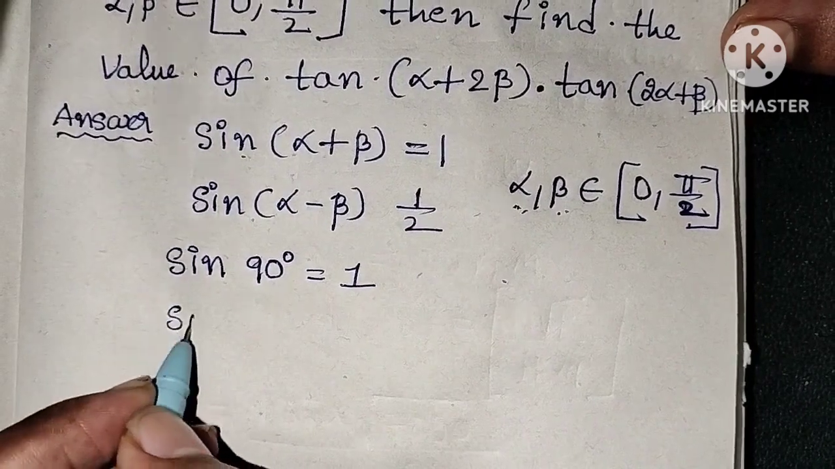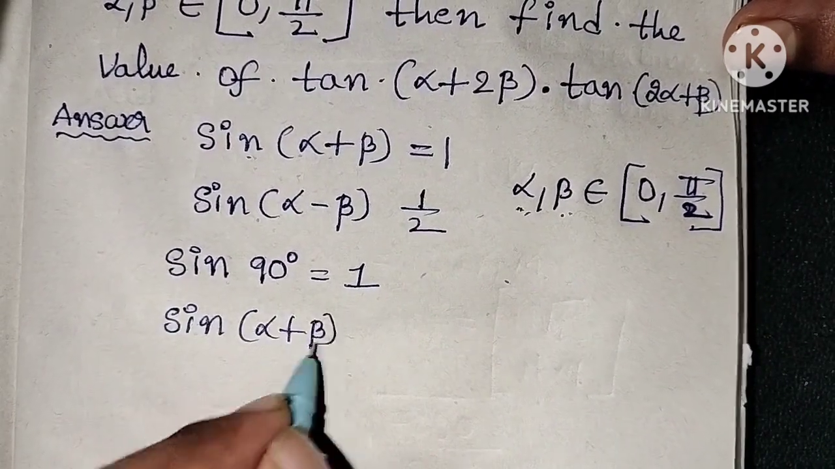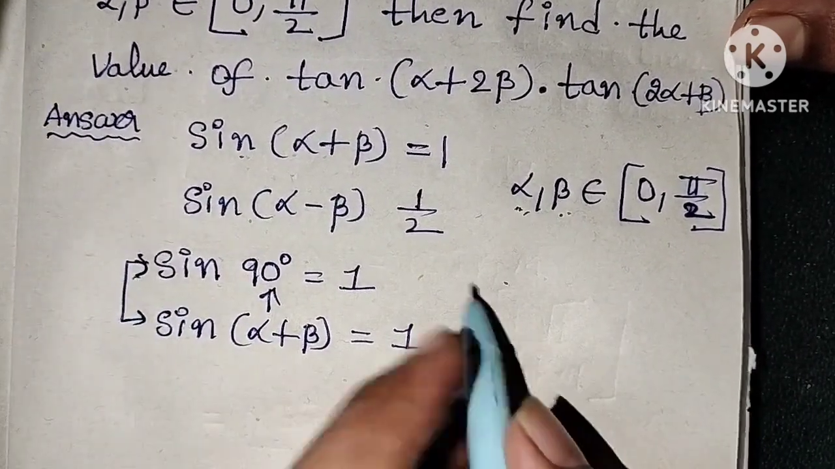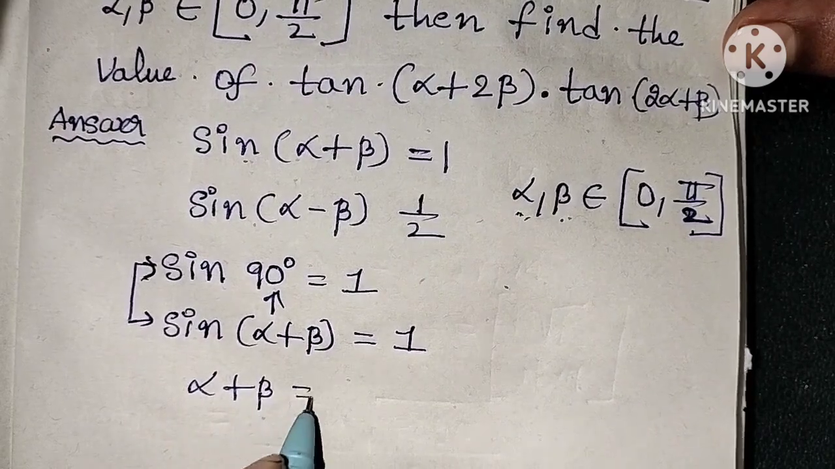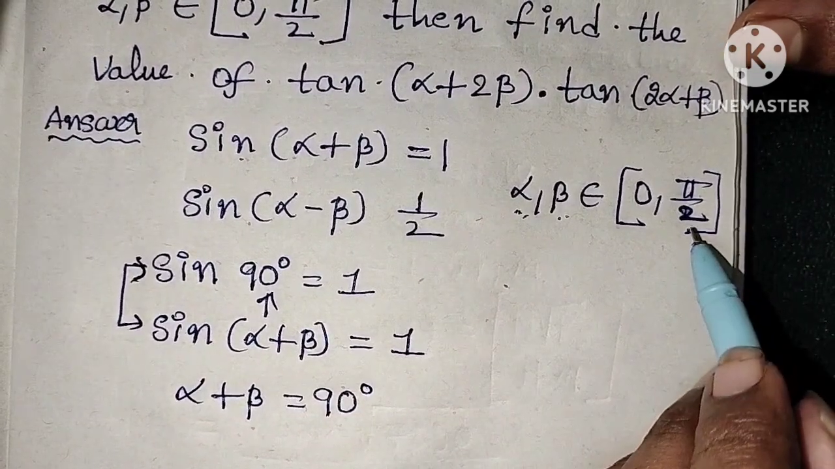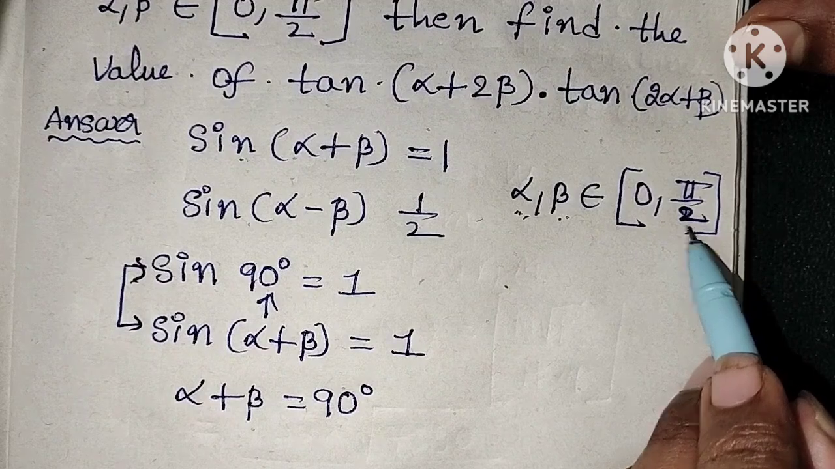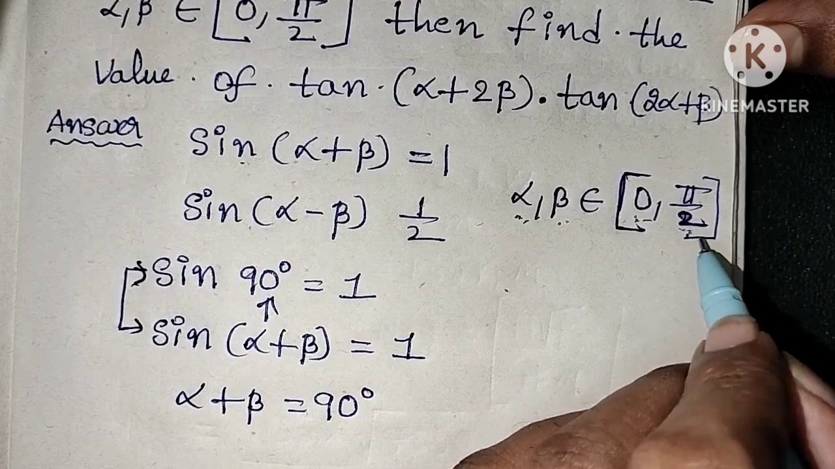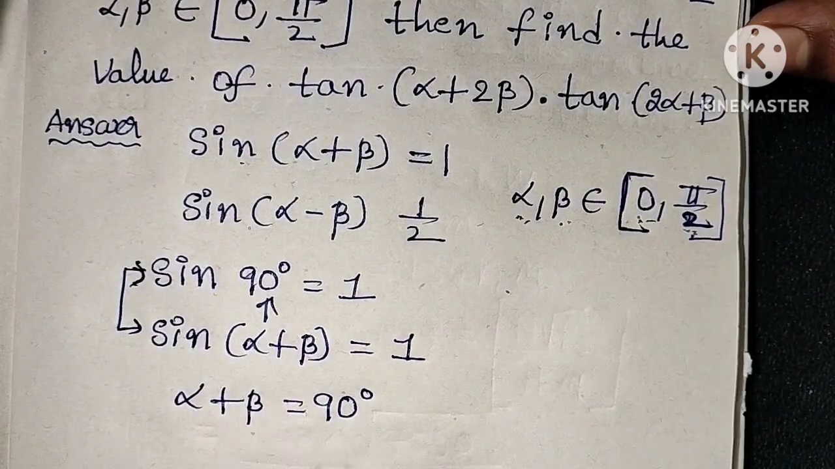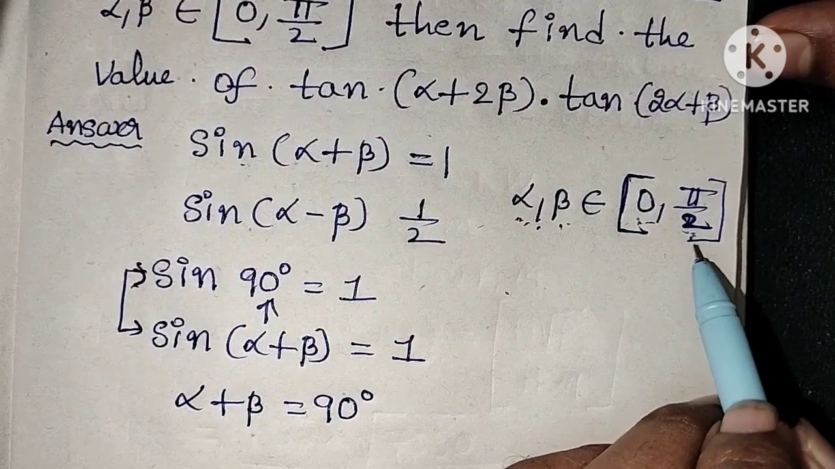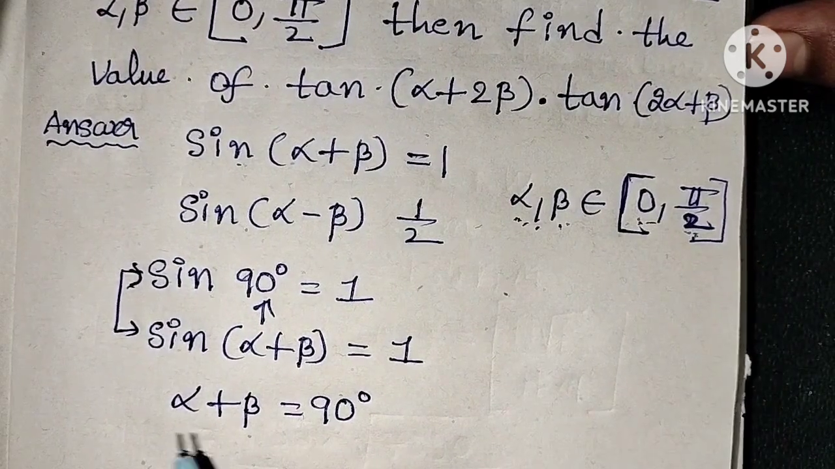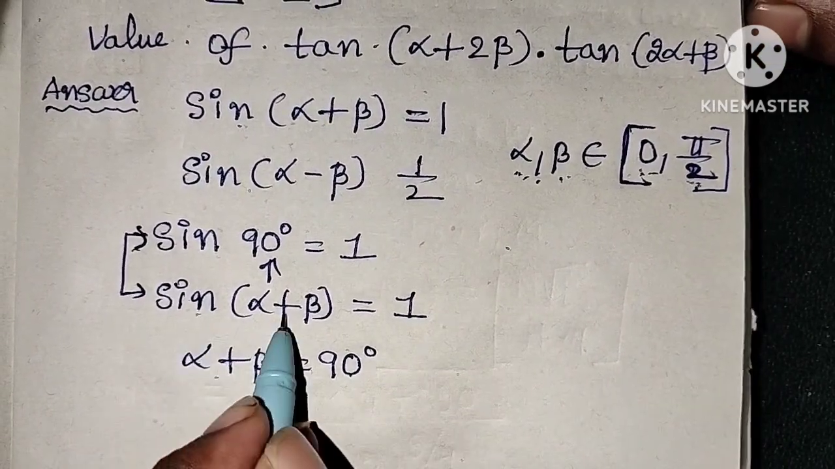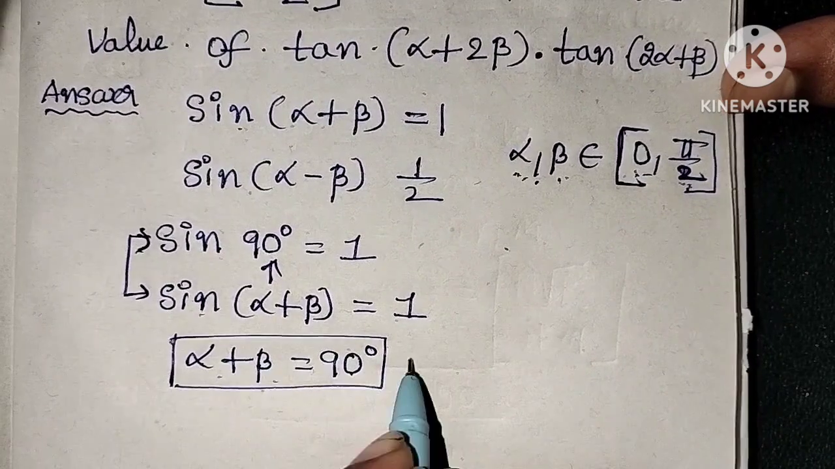Now here sin(α+β) is equal to 1. Compare these two. Now what is the value of α+β? Here α+β must be equal to 90 degrees. Remember, in a closed interval, the endpoints are included, so the values go from 0 to π/2. Anyhow, here the sum of α and β is 90 degrees. If α+β is equal to 90, then sin 90 is equal to 1. So let it be equation number 1.